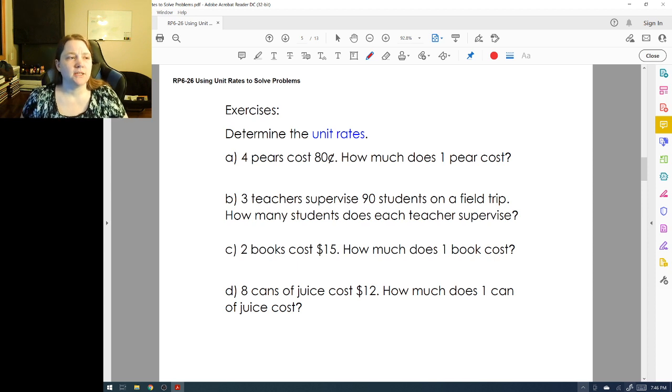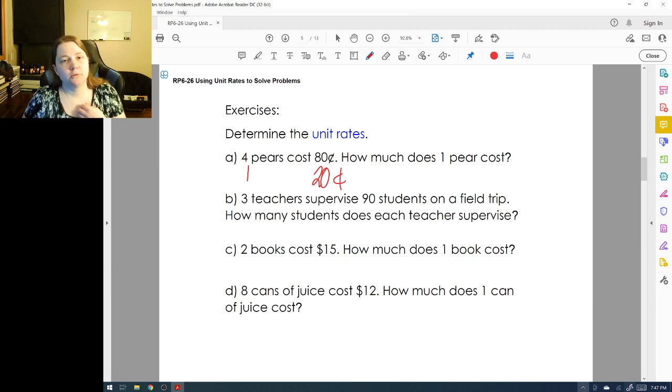Let's go ahead and look at these unit rates. 4 pairs cost 80 cents. How much does 1 pair cost? So how do I get 4 pairs to 1 pair? I'm going to divide by 4. 4 divided by 4 is 1. 80 divided by 4 is 20 cents.